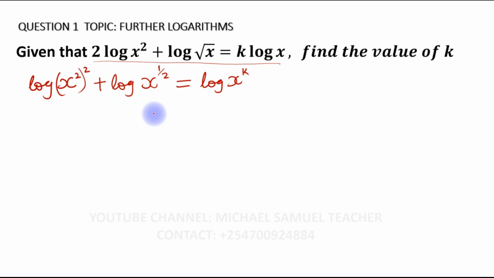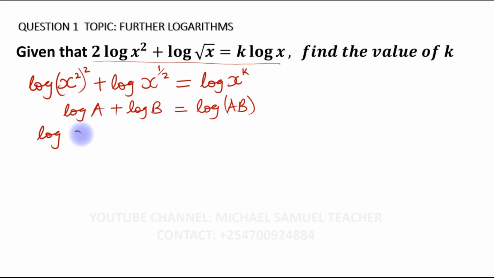The same equation, applying the laws of logarithm, whereby if we have log of a plus log of b, it will be the same as log of ab. That is addition which leads to the multiplication law. So this can be written as log of x into bracket x raised to power 4, times the other one, x raised to a half, close the bracket, and this will be equal to log of x raised to k.